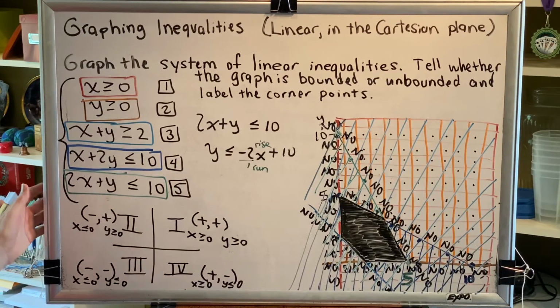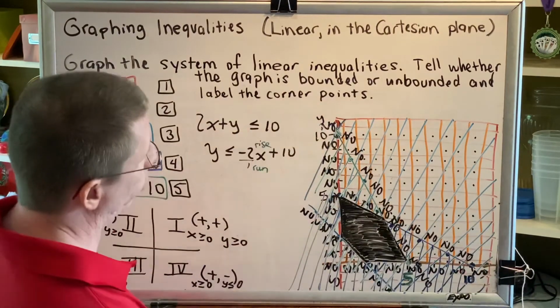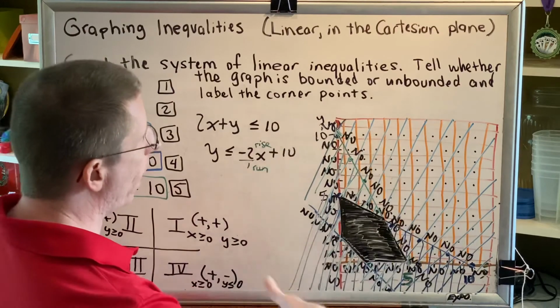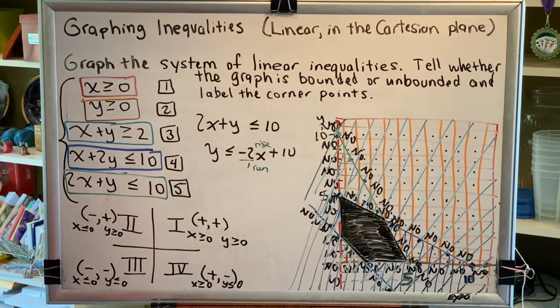Okay, so we have now graphed the system of linear inequalities. The only thing left to do is to determine if it is bounded or unbounded and label the corner points. So we'll go ahead and identify that this is bounded because it's so easy to do. This is not going to infinity in any particular direction. If I wanted to, I could draw a circle all the way around my solution region and therefore identify that this is a bounded system.